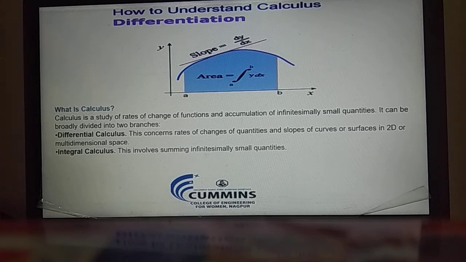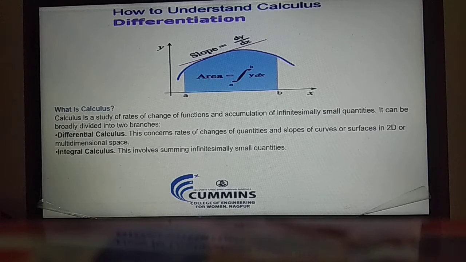Today, I am here to deliver the lecture for the MHTCET. The topic is calculus. Now, we see here the graph, and in the first quadrant of the graph, the XY coordinate system is given.